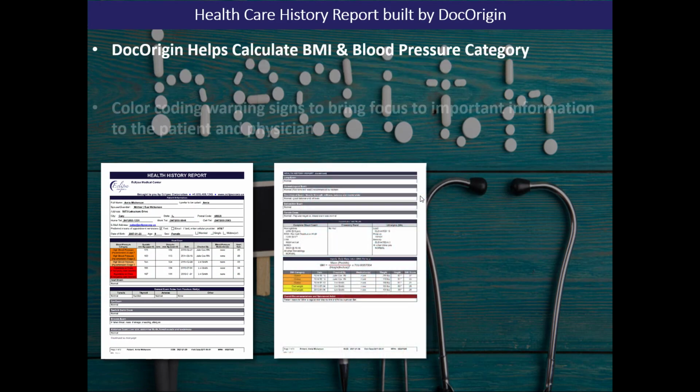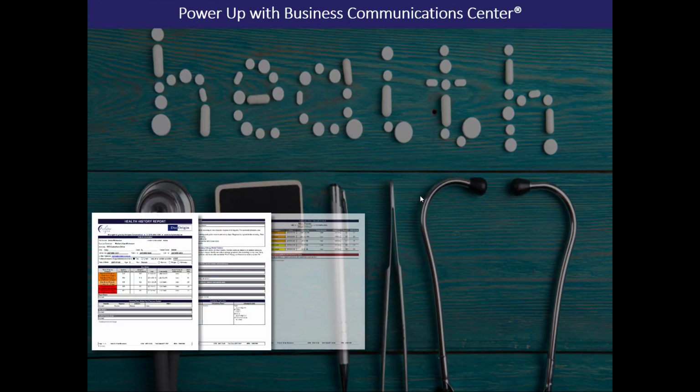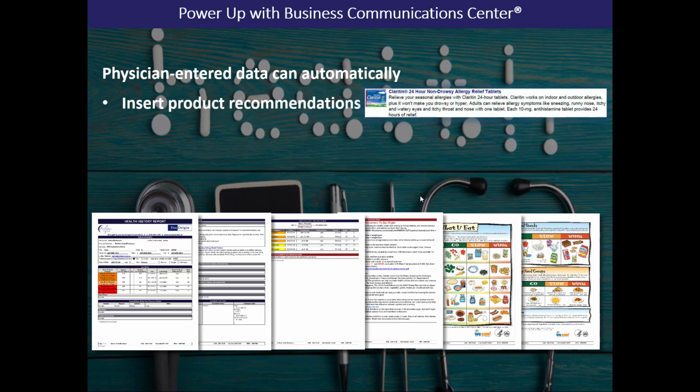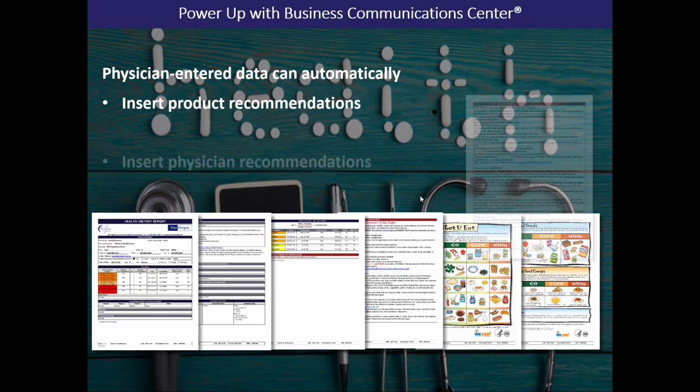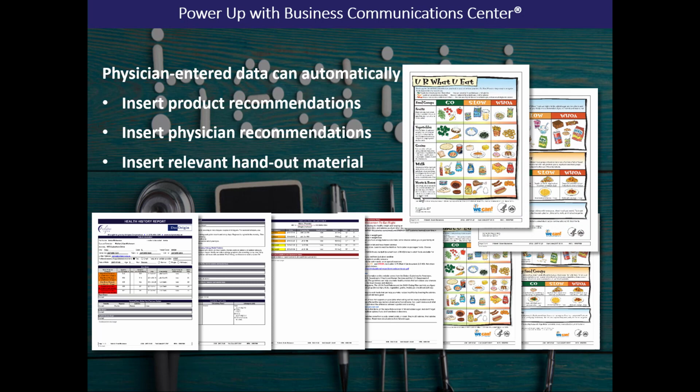In this healthcare history report, the form was set up to calculate body mass index and blood pressure categories, as well as color code content to highlight critical information for physicians and patients, or even build summary tables for historic evaluation for visually identifying health changes and/or progress. You can also power up with the Business Communication Center to automatically insert external information based on rules defined by the physician's entered data, such as product information, physician's information or recommendation, or even relevant handout material.